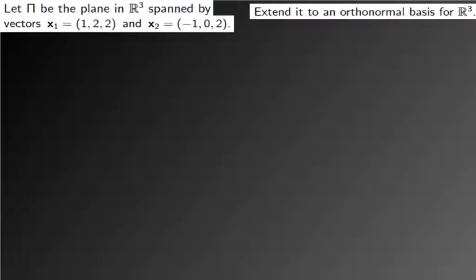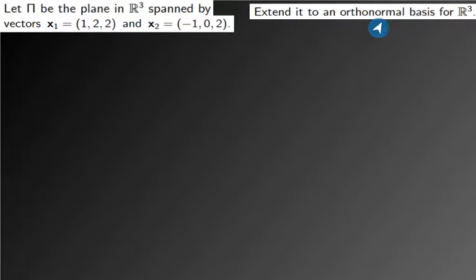Just like last time, I'm picking out problems that I think are going to be really important for you to know for the final exam for the course. So this first one says, let capital pi be the plane in R3 spanned by these two vectors, and we want to extend it to an orthonormal basis for R3.